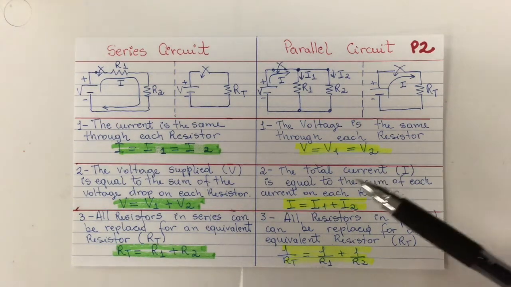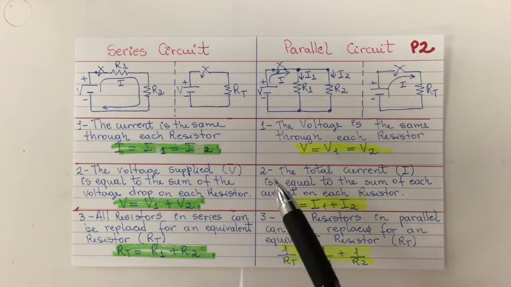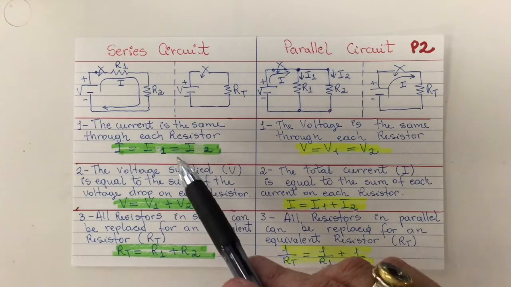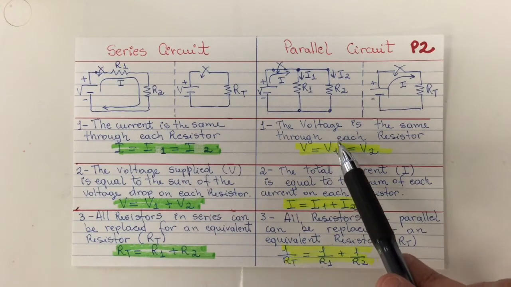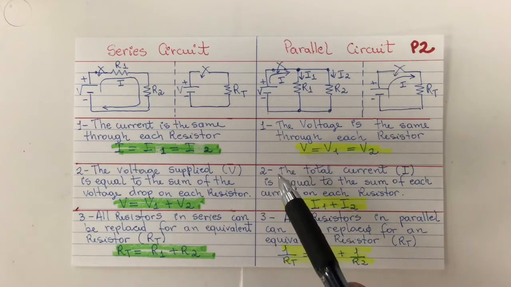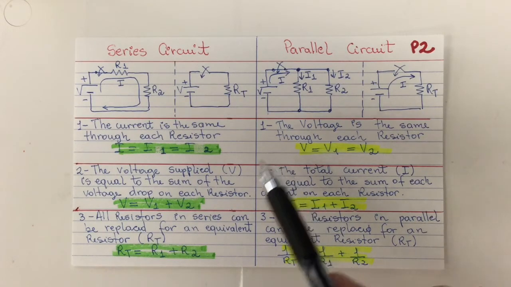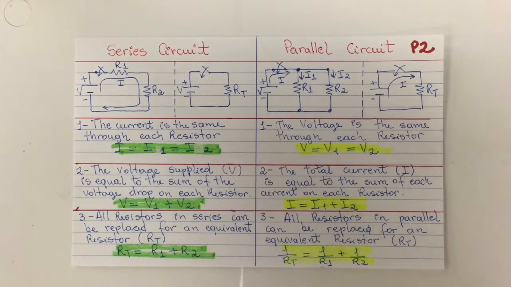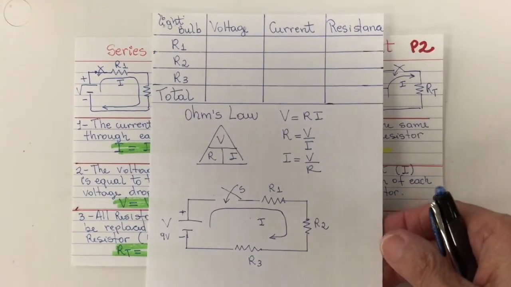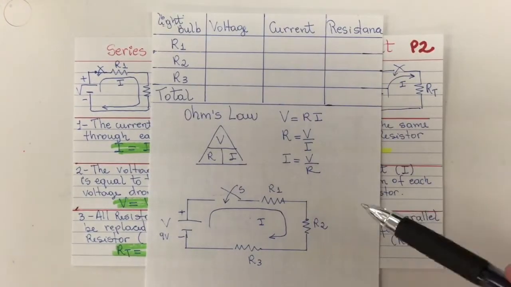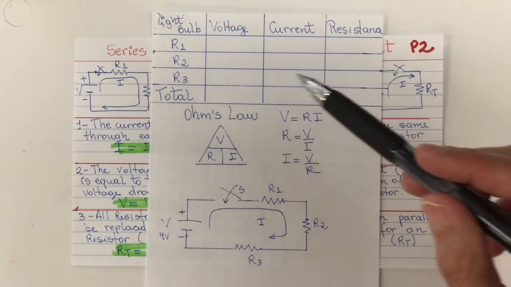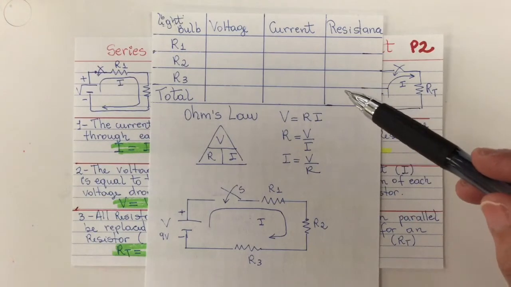The objective of this lab is to verify the relationship between current and voltage of series and parallel circuits. To complete this lab, you need these poster notes with the main differences between both circuits. Also, we need a data table to record your measurements as well as conduct your calculations as you complete this table.